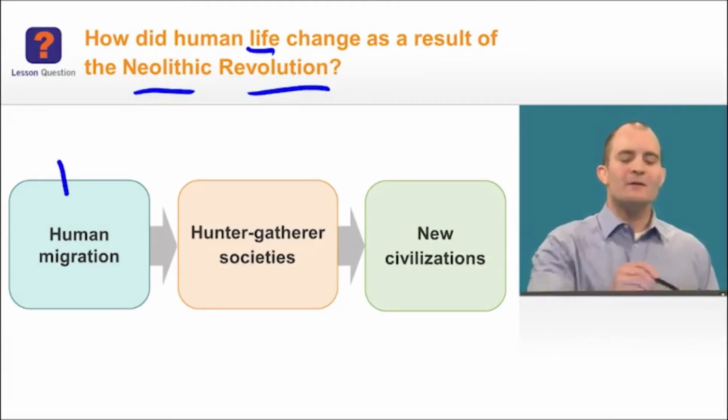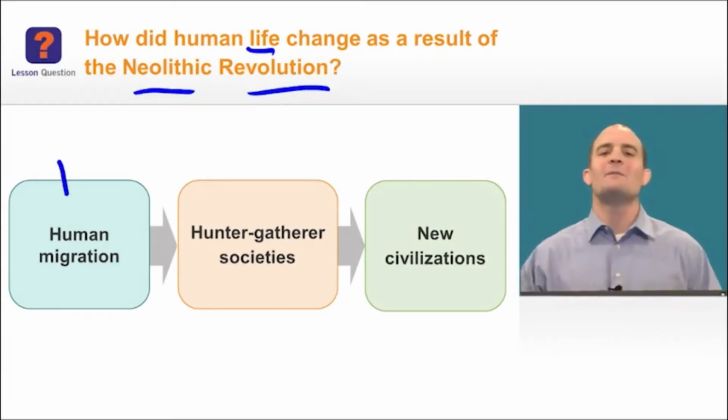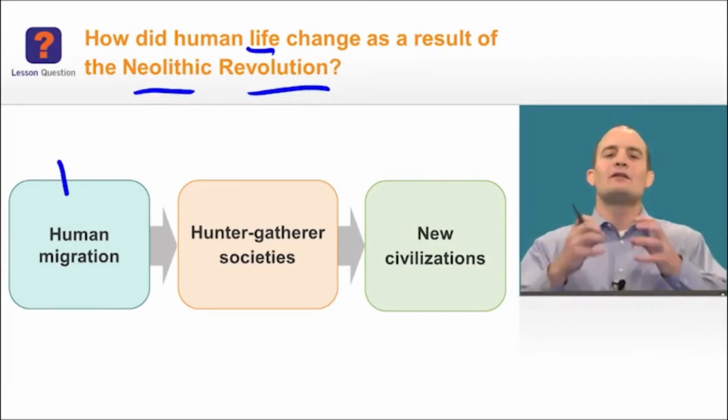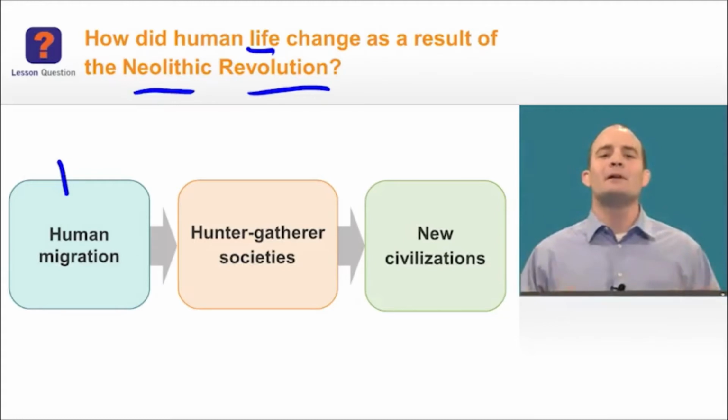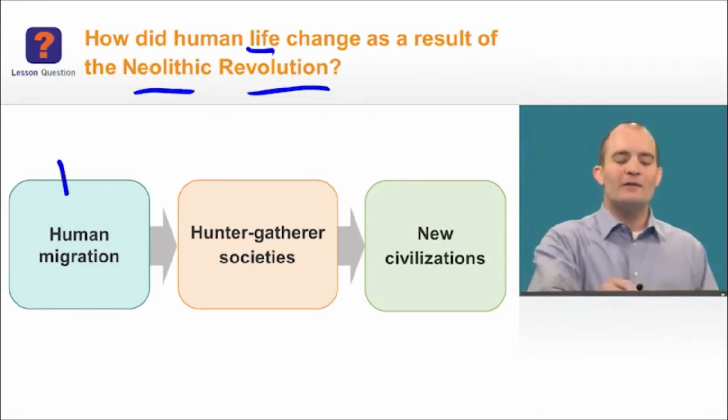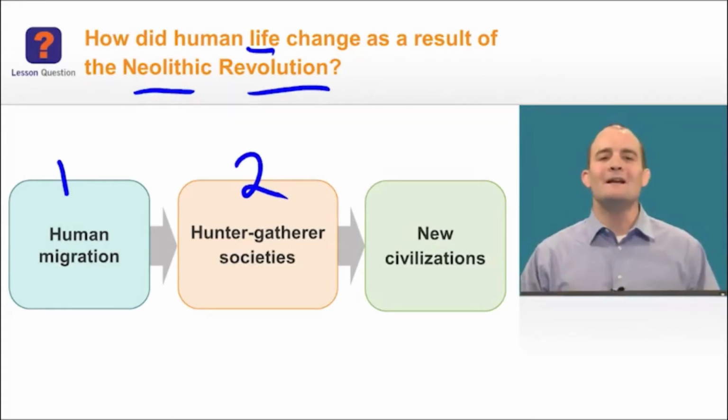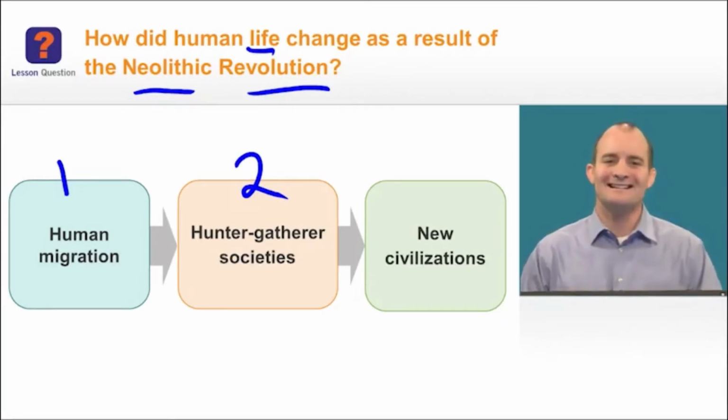Now, recall in the first part, we talked about human migration, how many scientists believe that life started in Africa, and gradually, over thousands of years, humans migrated out of Africa and populated the rest of the world. Well, in this second part, we're going to look at the beginning of hunter-gatherer societies. So let's go ahead and get started with the second part.